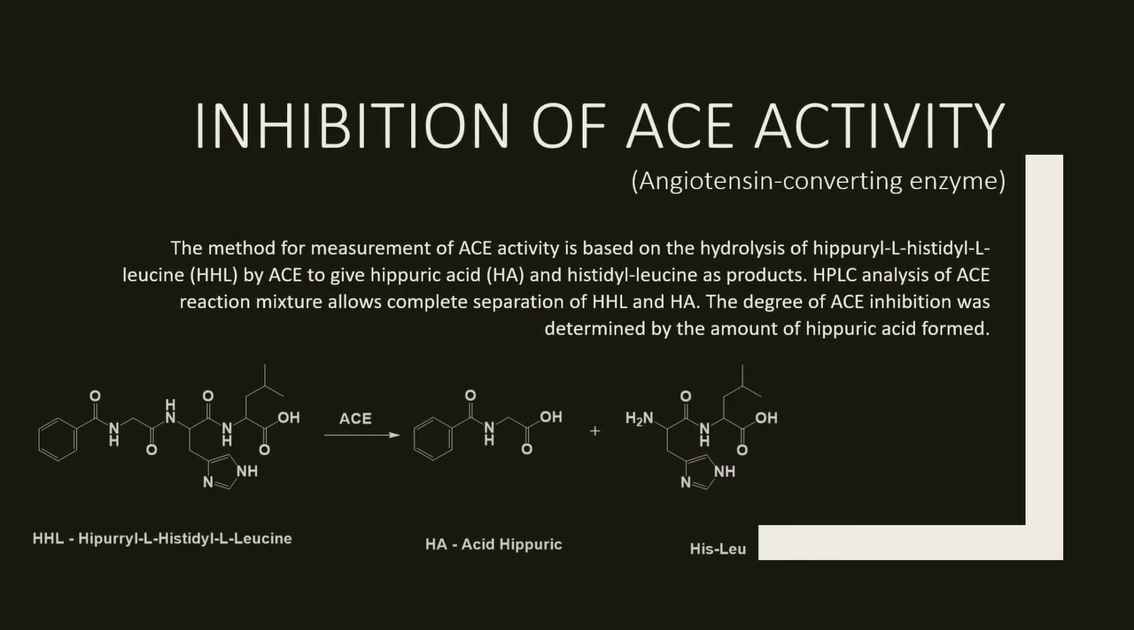The method for measurement of ACE activity is based on the hydrolysis of hippurylhistidyleucine by ACE to give hippuric acid and histidyleucine as products. HPLC analysis of the ACE reaction mixture allows complete separation of HHL and HA. The degree of ACE inhibition was determined by the amount of hippuric acid formed.